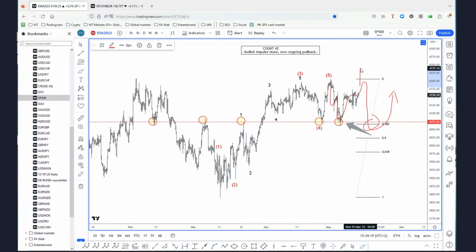But again, we have to see a major, very strong daily close above that previous swing high to make sure that we are breaking out.